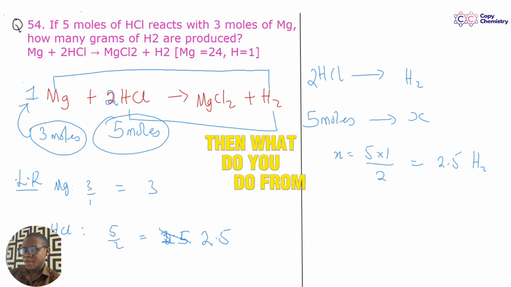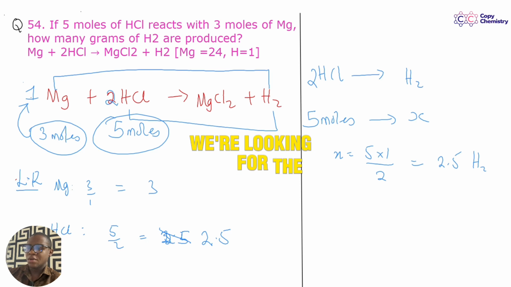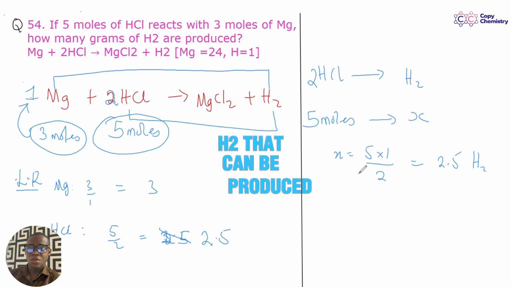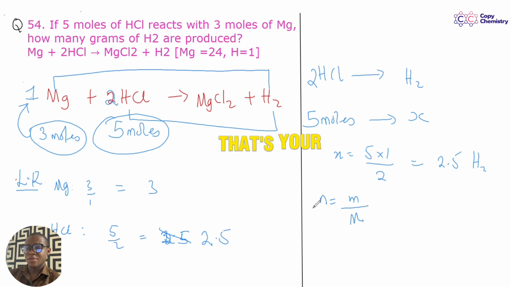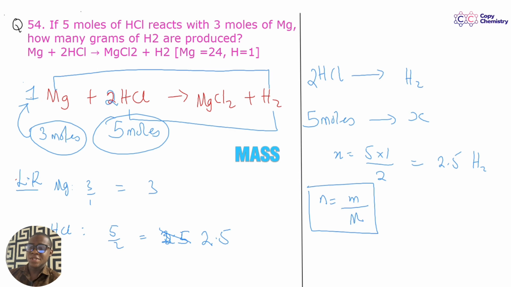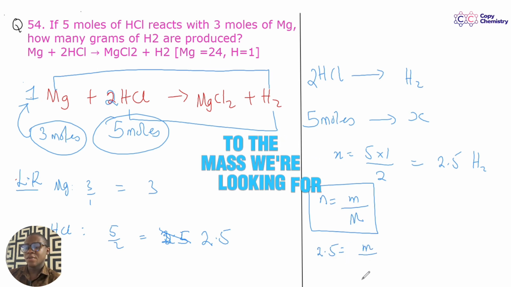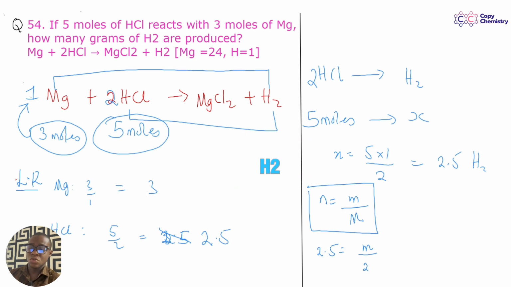Then what do you do from here? We're looking for the grams of H2 that can be produced. So we have to just divide it, or multiply it. We're going to find out. Mass divided by molar mass, that's your formula here. Moles equals mass over molar mass. So 2.5 will be equal to the mass we're looking for divided by the molar mass of H2, which I'm going to write as 2.